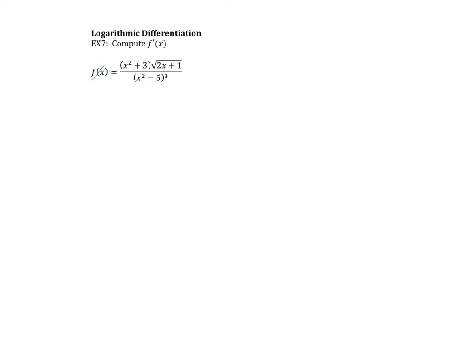take the natural log on both sides, but I really don't like all this notation. So I'm going to replace f of x with y. And then I'm going to take the natural log on both sides. What that will allow me to do is use my log properties to separate this argument into smaller pieces so that it's easier to take the derivative.